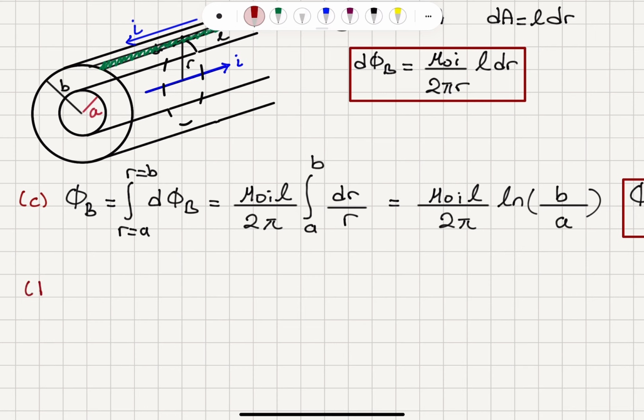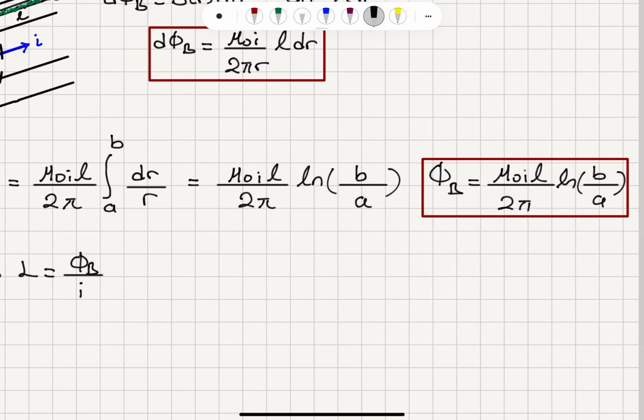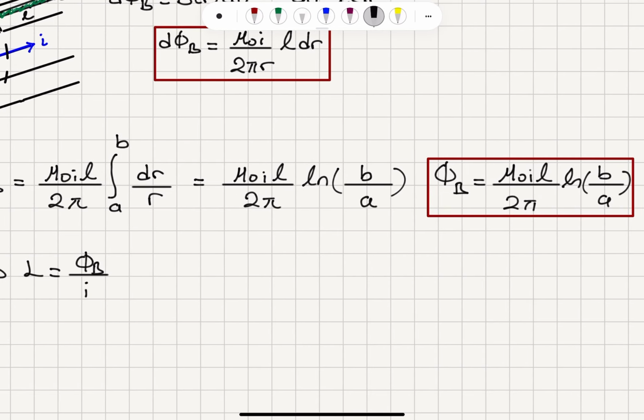So in part D, we recall that the total magnetic flux phi is related to the current as inductance times the current. And this is basically the equation that defines inductance. So inductance is phi B, magnetic flux, divided by the current. And we already know what the magnetic flux is. Therefore, the inductance is mu 0 L over 2 pi natural logarithm B over A.